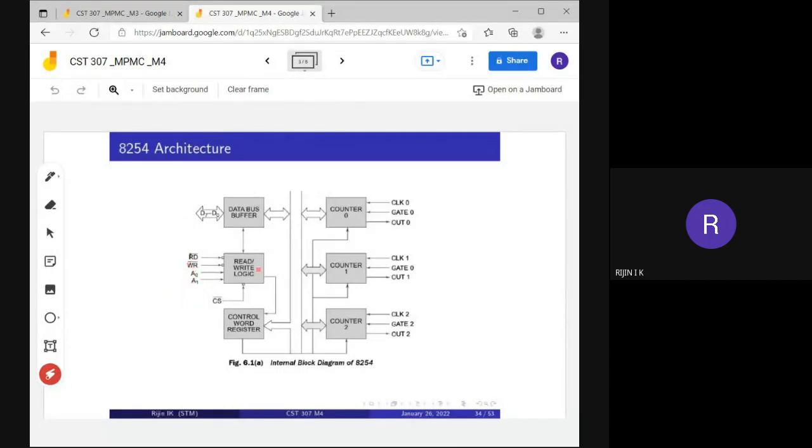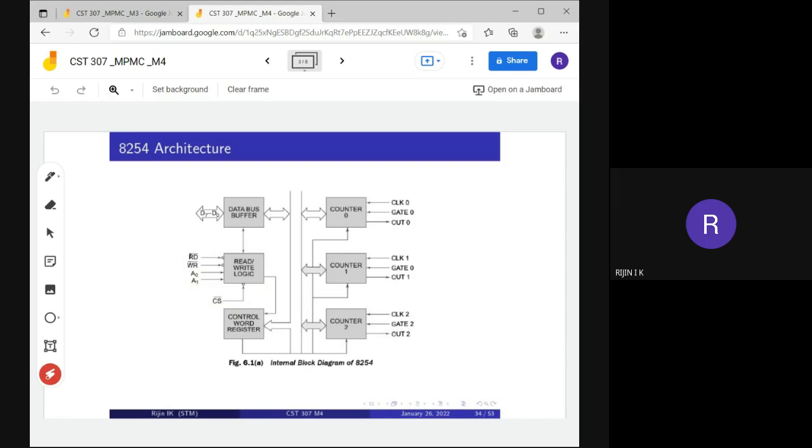A0 and A1 decide which counter it has to select, and the read pin and write pin will decide whether it has to perform a read operation or a write operation. So these are the 5 signals present in the read write logic of 8254.